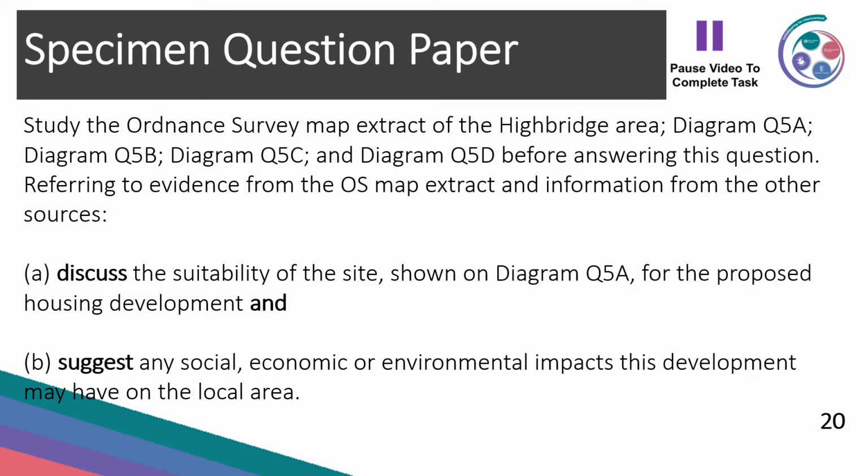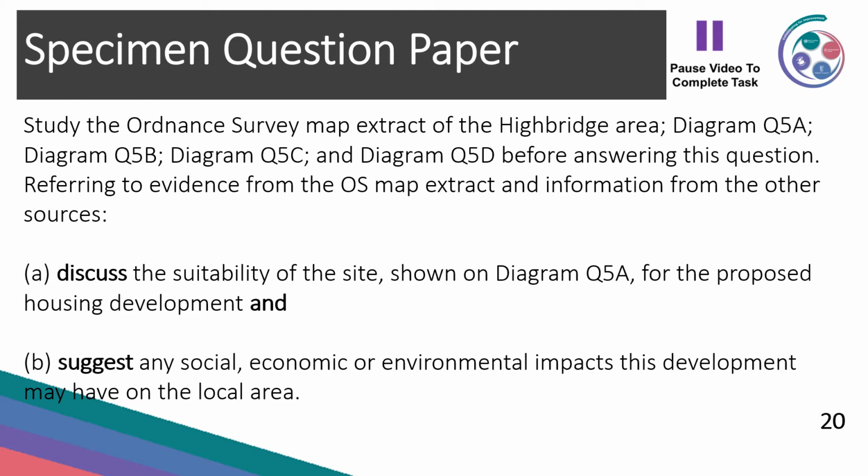So here is the actual question that we're referring back to from the specimen question paper. It says study the Ordnance Survey map extract of High Bridge area, as well as the diagrams before answering the question, referring to evidence from the OS map extract and information from other sources as well. It says part A, discuss the suitability of the site shown in diagram 5A for the proposed housing development and suggest any social, economic or environmental impacts this development has on the local area.